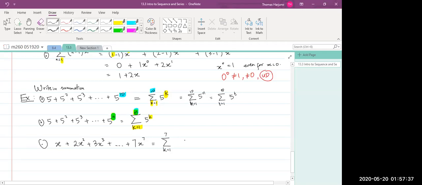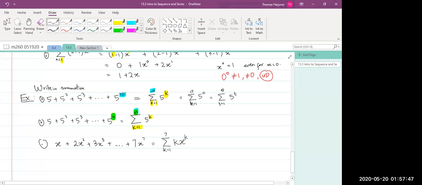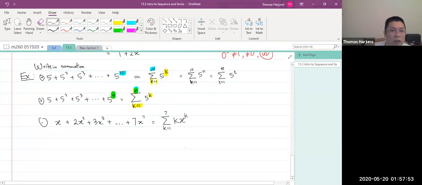Isn't it like k times x to the k? That's right. What if I modified that a little bit? Let's say I make it 1 minus 1/2 plus 1/3 minus 1/4, all the way to minus 1/10.